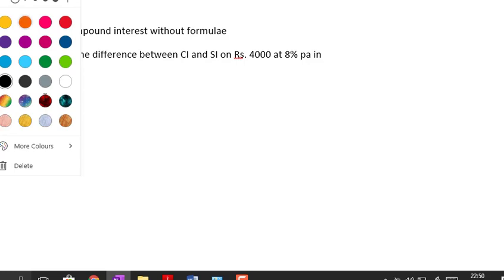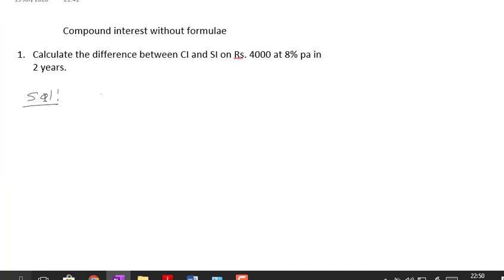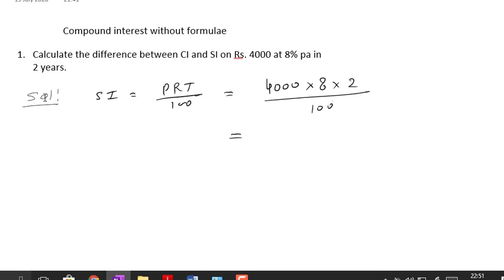Now we know that simple interest is given by the formula PRT upon 100. Here the value of P is 4,000, rate of interest is 8, time is 2 years, divided by 100. This gives us 40 into 8 into 2. Now 8 4s are 32, so it becomes 320 multiplied by 2. This gives the answer 640. So 640 is the simple interest.